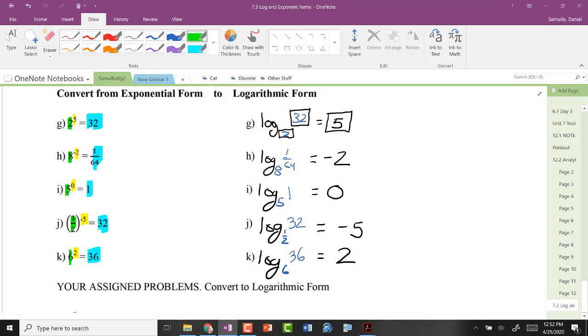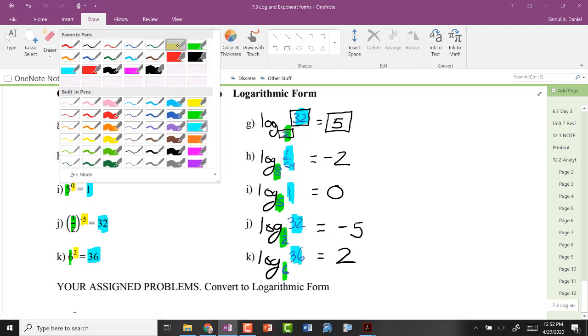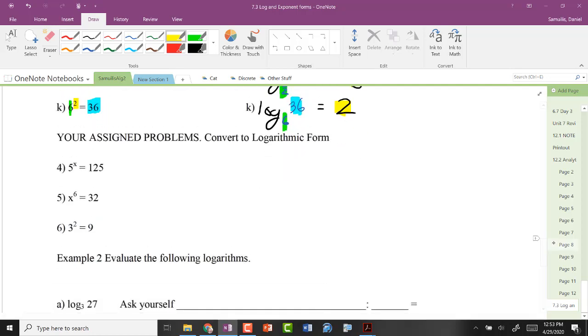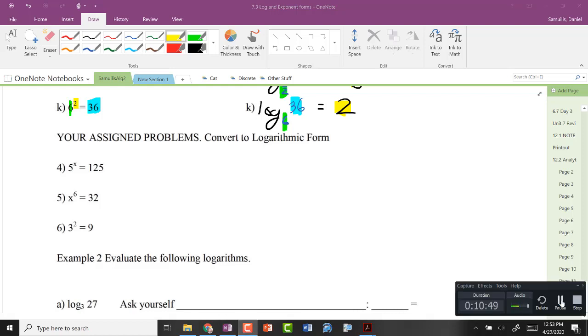So let's color code those again. Green, bases. Light blue, values. Yellow, exponents. Logarithms always equal the exponent. All right, now it's your turn. You're just converting it to a logarithm. Ready, set, go.